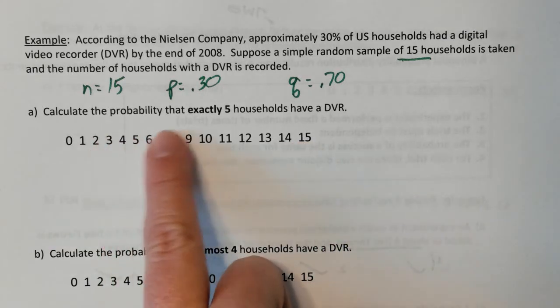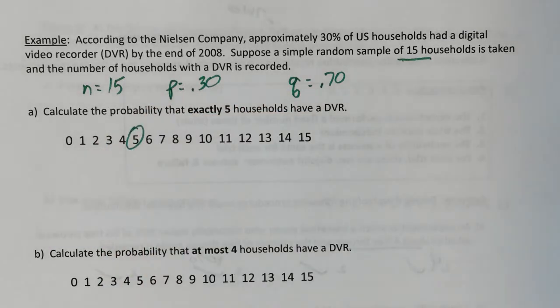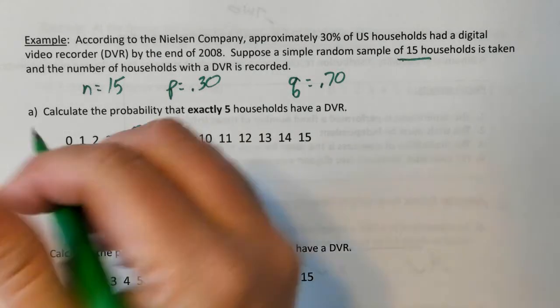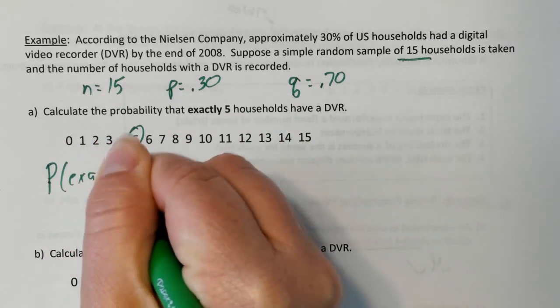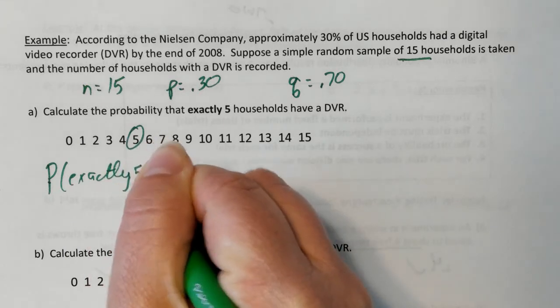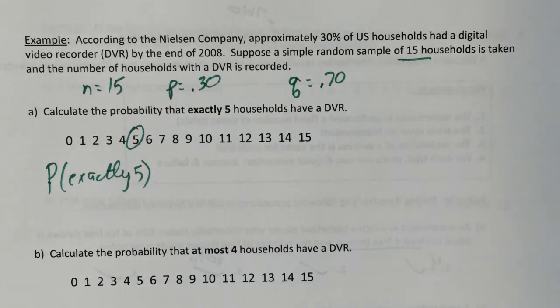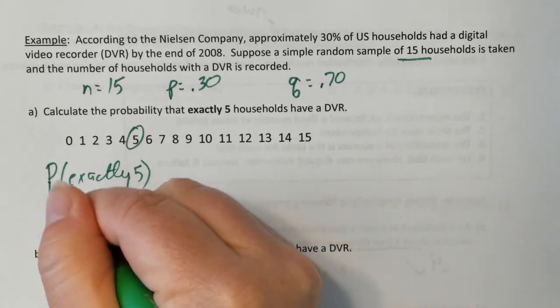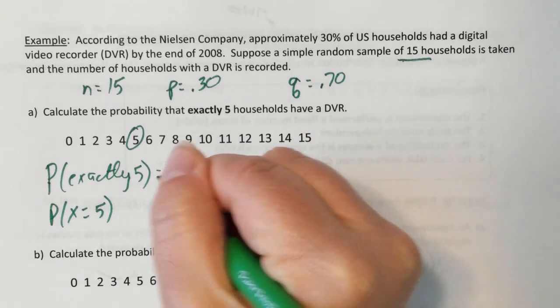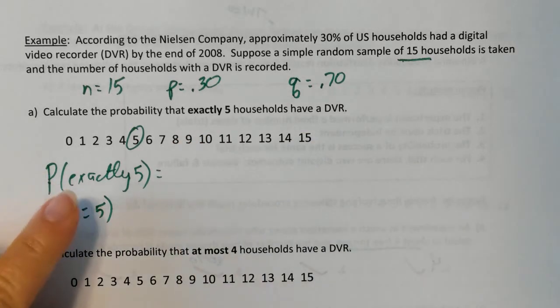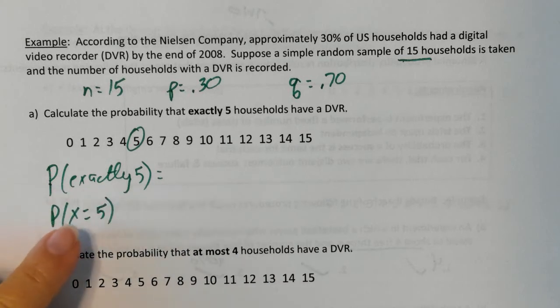They are asking me to find the probability that 5 of them have it. Exactly 5. Not less than 5, not more than 5, not up to 5, but exactly 5. Okay, since it's an exact number, this is a PDF. So we want the probability of exactly 5 having a DVR. You could have said probability that X equals 5. That would mean the same thing. Okay? All right. On your paper, this is sometimes how the problem will be written. Find the probability of exactly 5 or find the probability of X equals 5.